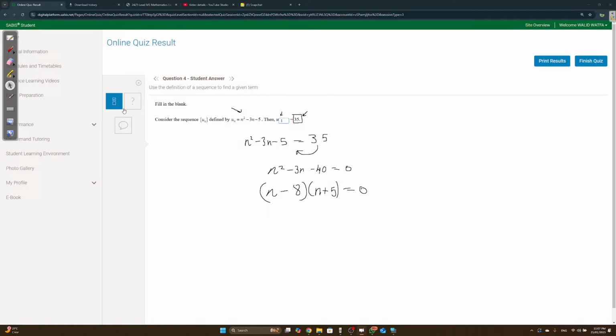The correct answer is not 1, no? It's 8. Okay, so you're going to get two values, n equals 8, n equals negative 5. If it's written, you show this is rejected. Why? Rejected because it's negative. n cannot be negative. You start from 0, 1, 2, 3, 4, 5. But this is n equals 8. Okay?